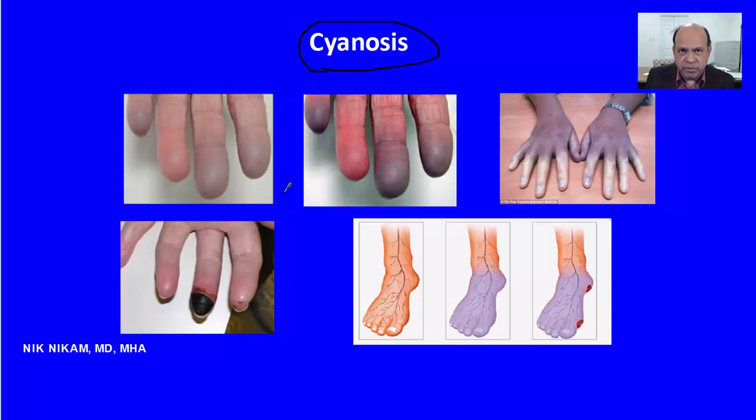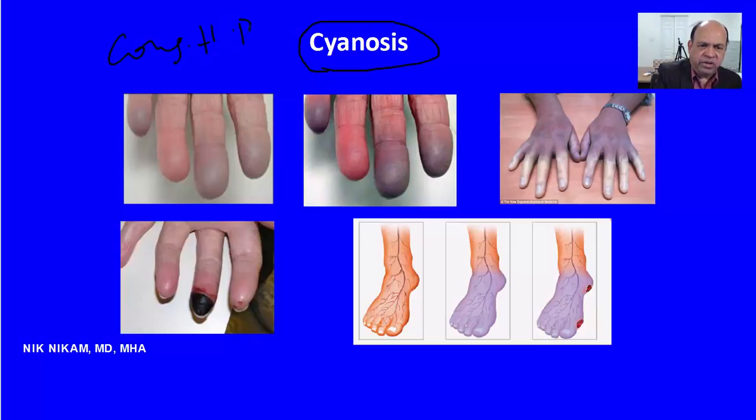There are three major types of cyanosis, namely central cyanosis, peripheral cyanosis, and differential cyanosis. We are mainly concerned about peripheral cyanosis in the adult population. The central cyanosis is something we see most commonly in patients with congenital heart diseases.